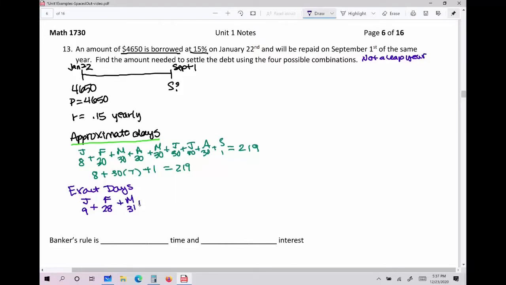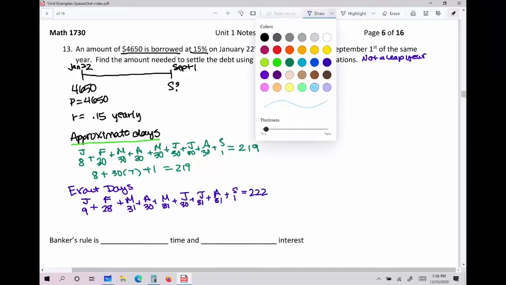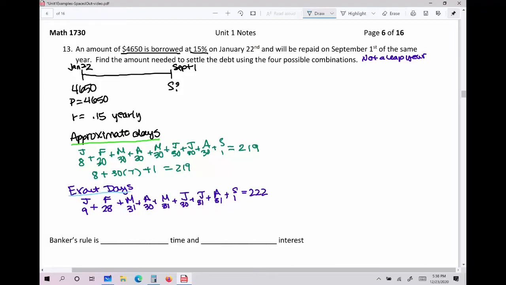March has 31. April has 30. May is 31. June is 30. July is 31. August has 31 days. And then September, again, we just have the 1 day. So when we add all of those up, we're going to get a bigger number, 222 days. So that it is different, but again, it's going to be really, really similar. They should be in the same ballpark, plus or minus maybe 5 days. If it's any more than that, then something went wrong and you need to go double check your counting.